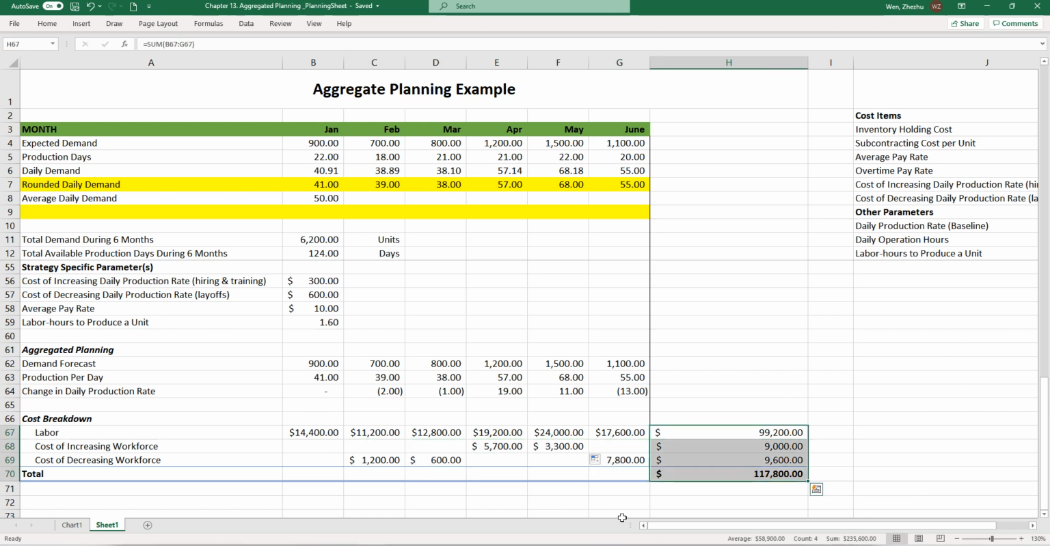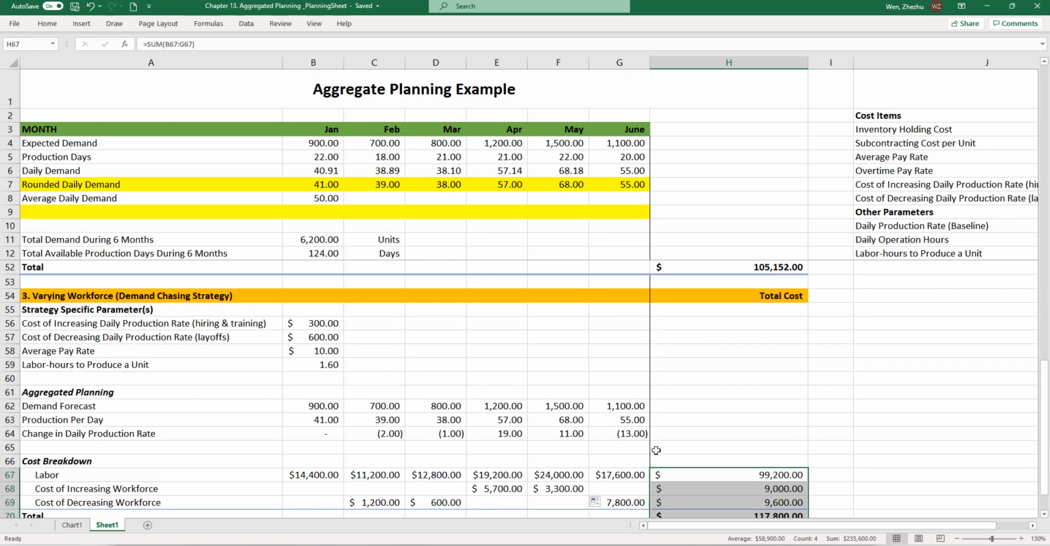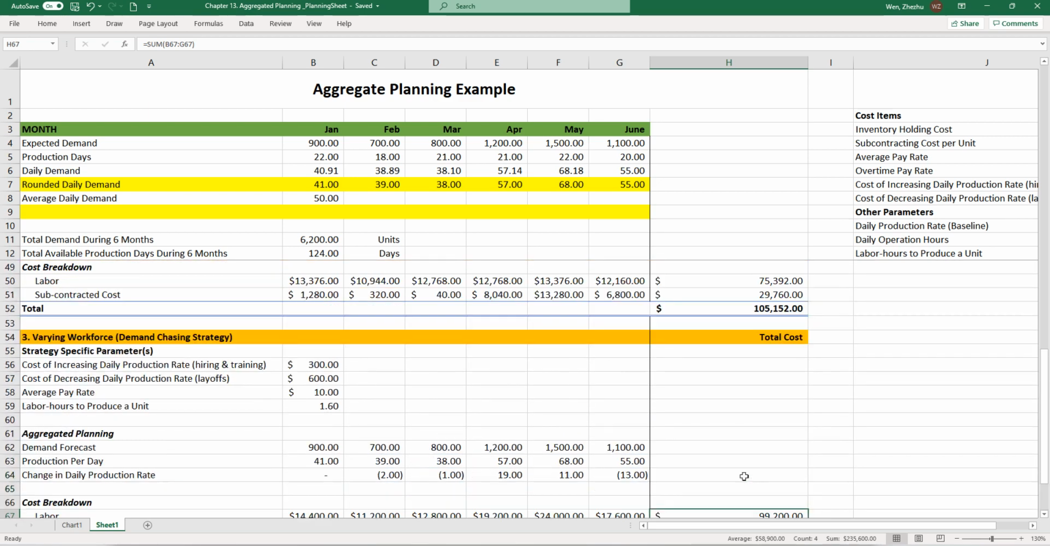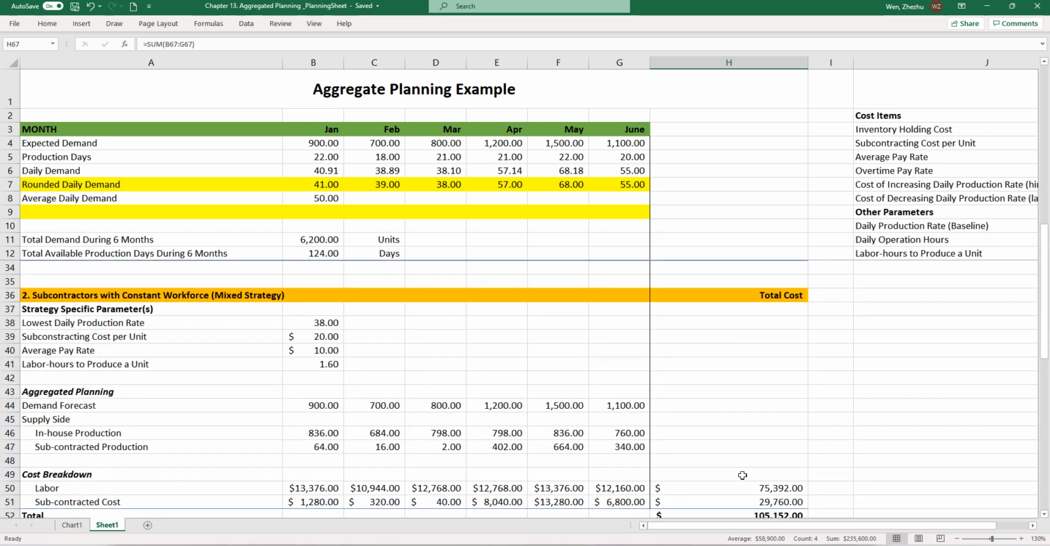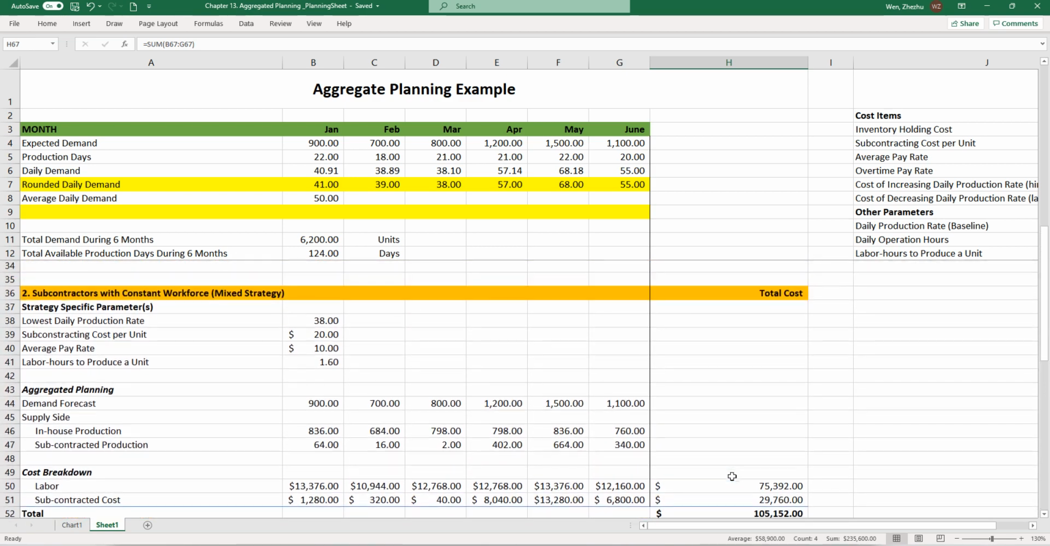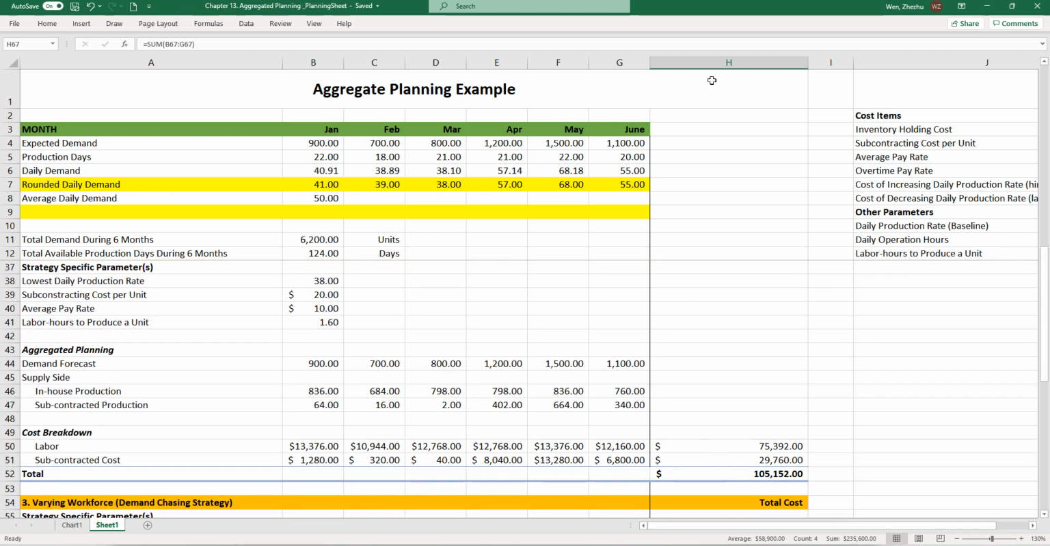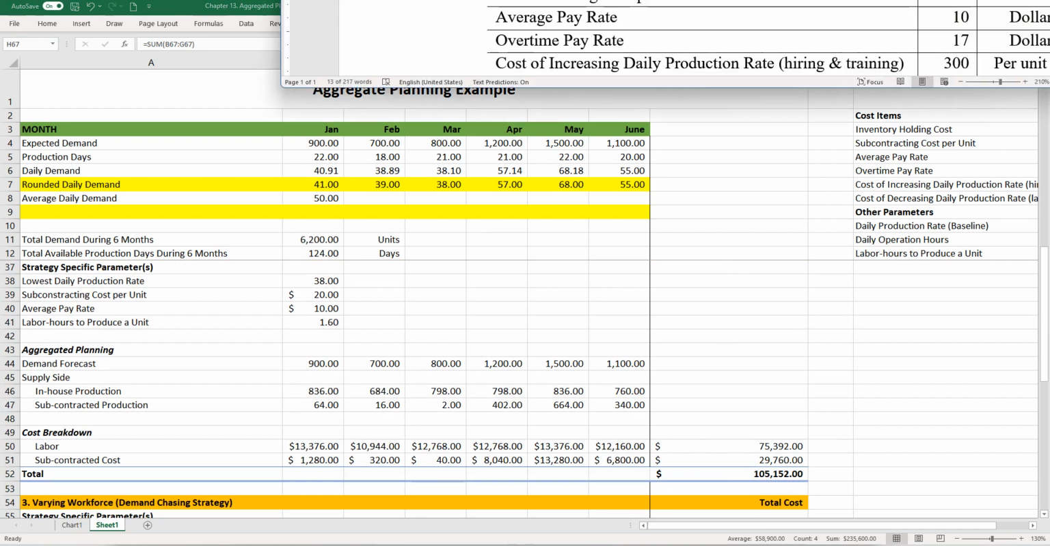This is what we have. So comparing the 3 different strategies, you can tell that the varying workforce or demand chasing strategy has the most cost, and subcontracting has the least cost. Okay, so I will stop here. I'll make an additional video to discuss the next question.